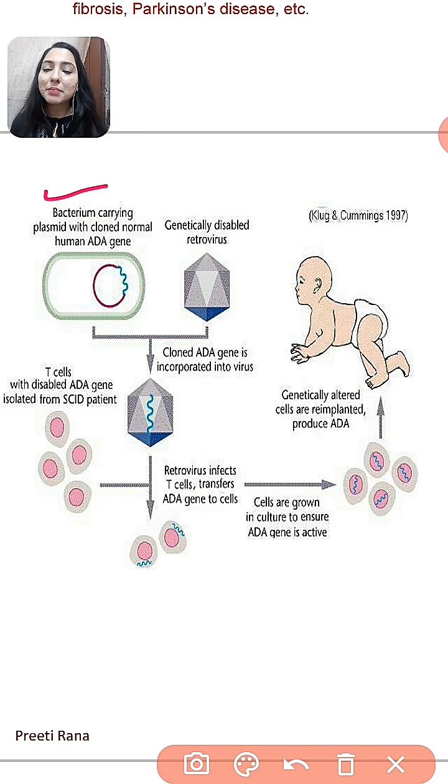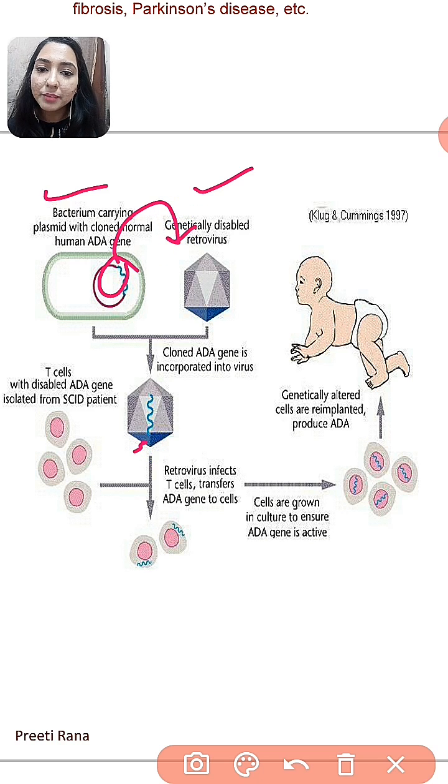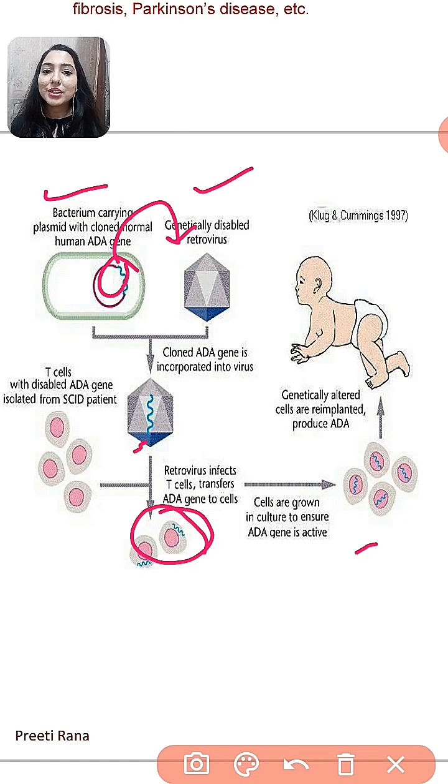This is the bacterium carrying the plasmid, which is cloned with the normal human ADA gene, and the genetically disabled retrovirus. The cloned ADA gene is incorporated in the retrovirus. Here, the T cells with disabled ADA genes, which are isolated from the deficient child or embryo, are extracted. The retrovirus is allowed to infect the T cells, so that the ADA gene from the retrovirus gets transferred to them. Those cells are grown in the culture medium to ensure the ADA gene is active. After ensuring this, the cells are reimplanted back in the child or in the embryo.